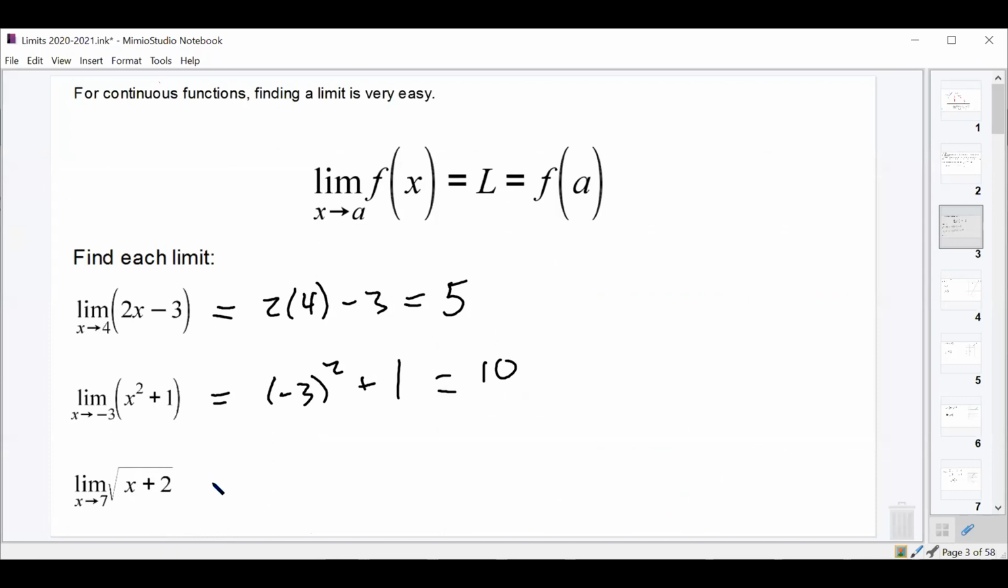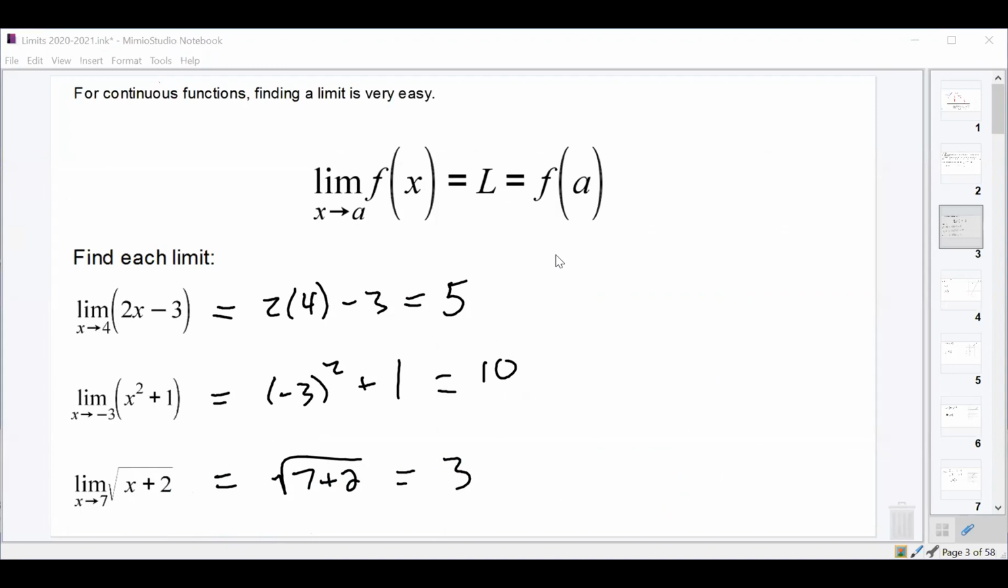3. All right, and why should this be 3? Is square root of x plus 2 continuous for all real numbers? Yes. I don't think it is. No, it can't be less than -2.